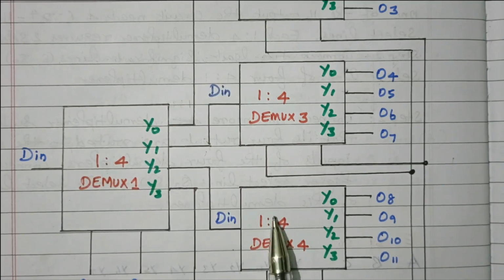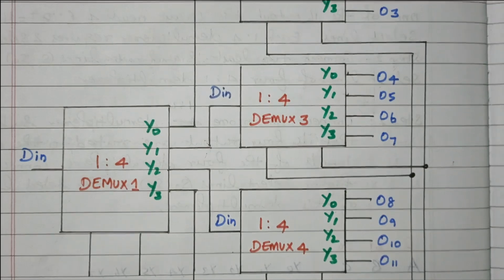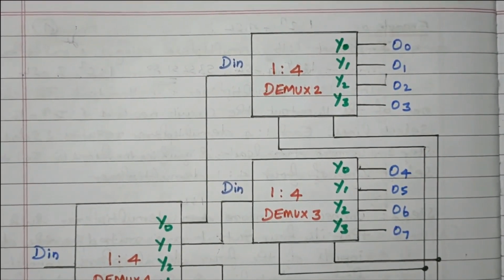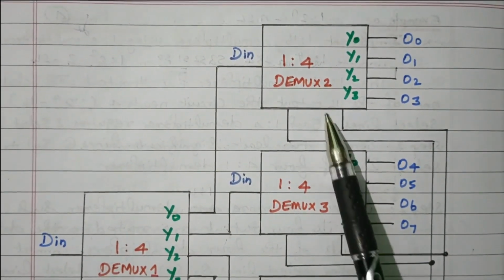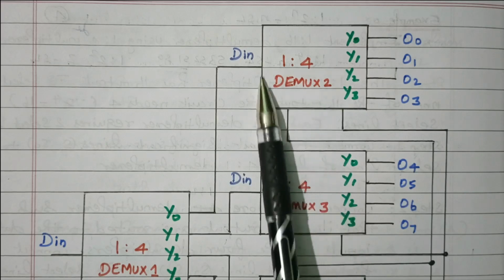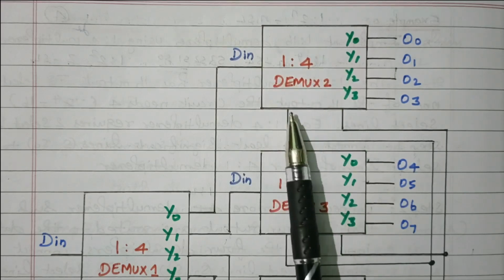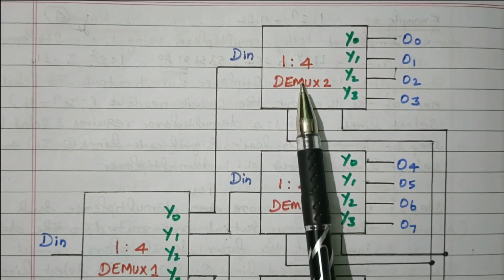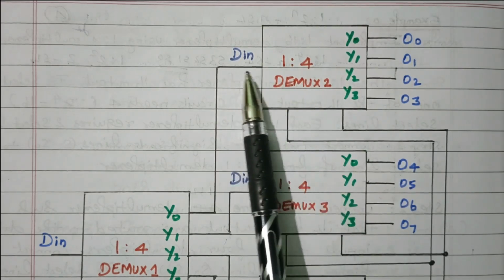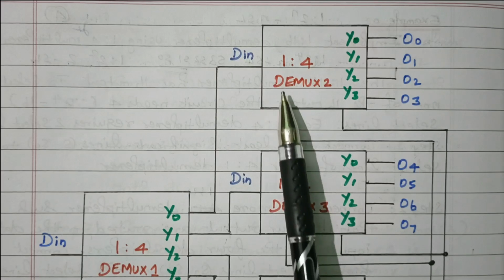Now these 4 are controlled by this dmux. Now we'll see the control of these dmux one by one. So this is dmux2. When the selection lines, MSB S3 and S2, are 0 0, this dmux will be enabled. The remaining ones are disabled. So it got the input, and the remaining inputs are 0.